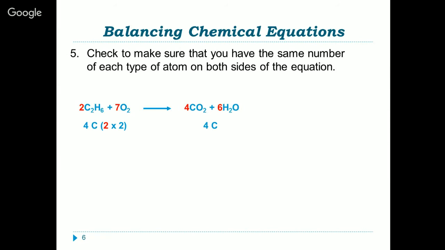So we can do our final check just to make sure that we have all of the atoms. We're making sure that they are equal on either side of the arrow. 4 carbons, we have 12 hydrogens, 2 times 6 here, 6 times 2 here. And then we have 7 times 2, 14 oxygens here. 4 times 2 is 8, plus the 6 times 1 gives us our 14. So this is a balanced equation.